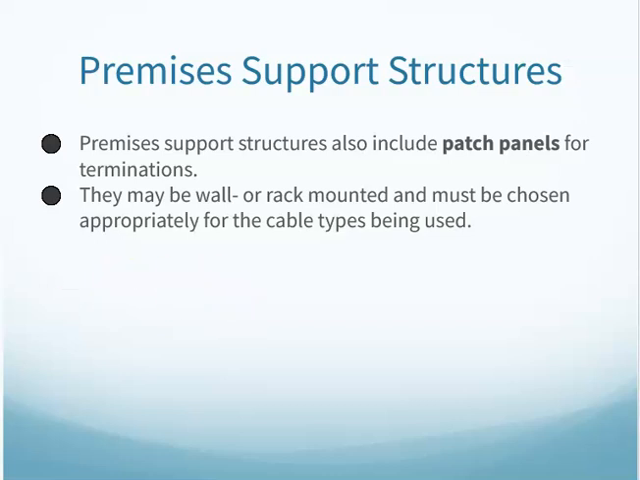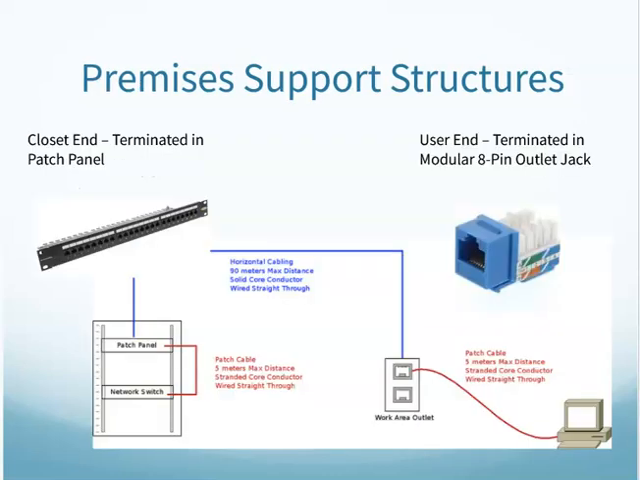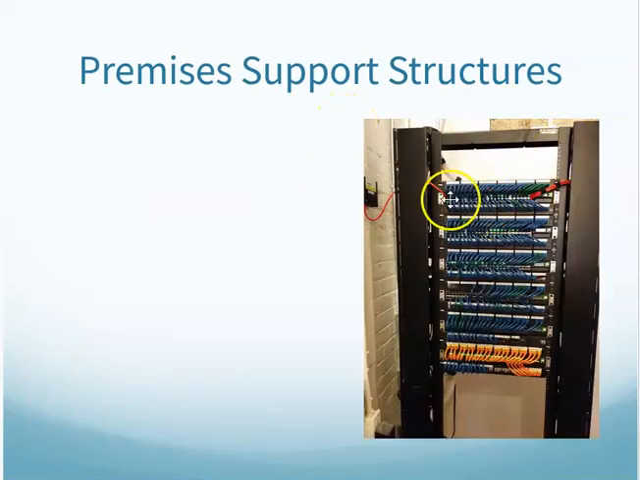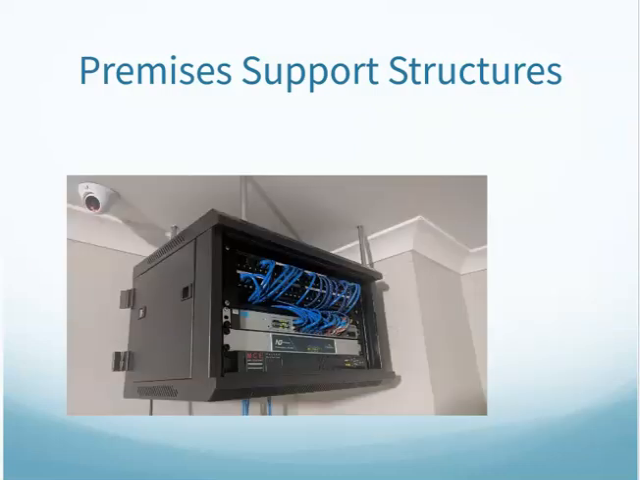Our premise support structure also includes patch panels. They can be rack mounted or wall mounted in our system. We also want to remember that our patch panel on the closet side is getting terminated with our solid cabling, just like the outlet on the other end. Our solid horizontal cabling is getting terminated into those. And in our closet, that's where we have rows of patch panels, usually 1 per switch, if you will. But our patch panels might be in a small cabinet anchored to the wall or ceiling.